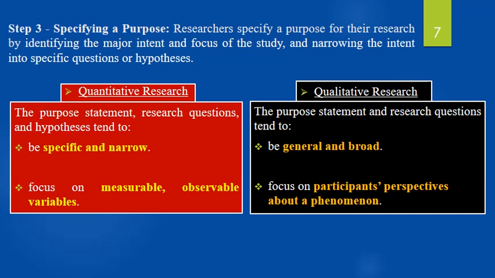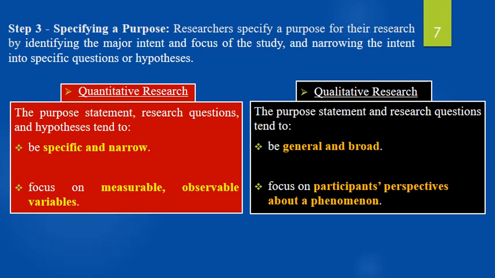In quantitative research, researchers specify a specific, narrow purpose to learn about several variables that can be measured or observed. We have discussed this in our earlier class. The major statements that provide the direction for a quantitative study, that is the purpose statement, research questions and hypotheses, are all specific and narrow, because quantitative researchers identify a set of predetermined variables as the focus for the study.